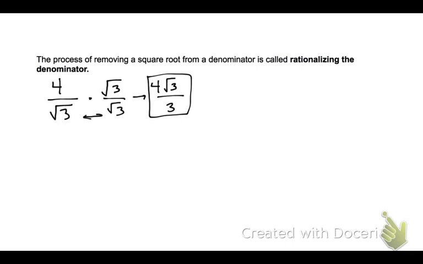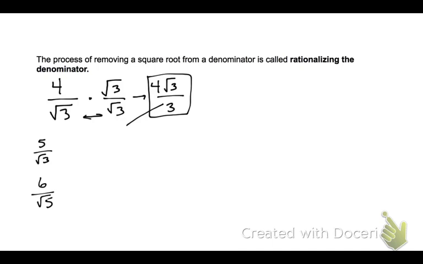Why don't you try another one like that? Why don't you try 5 over the square root of 3? Go ahead and rationalize that, and then when you're done, try 6 over the square root of 5. Hit pause and try them both, please.